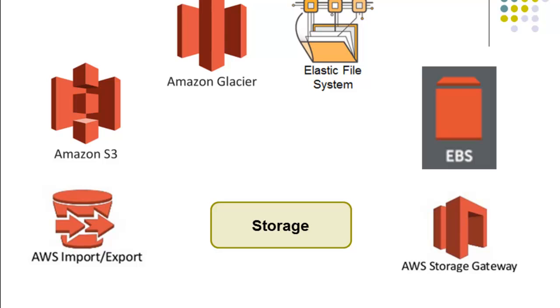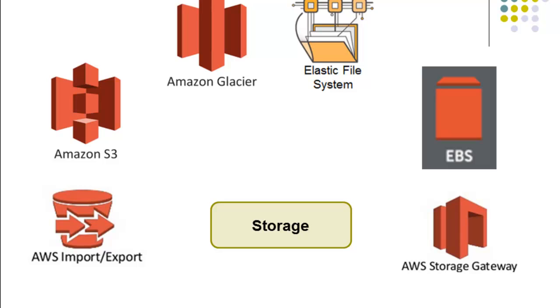AWS Import Export accelerates moving large amounts of data into and out of the AWS cloud using portable storage devices for transporting the data. AWS Import Export transfers your data directly onto and off of storage devices using Amazon's high-speed internal network, hence bypassing the internet. For significant data sets, AWS Import-Export is often faster than the internet transfer and also more cost-effective than upgrading your connectivity.